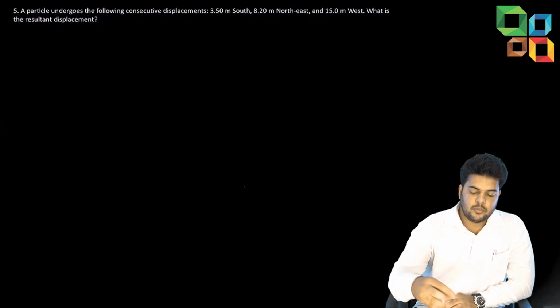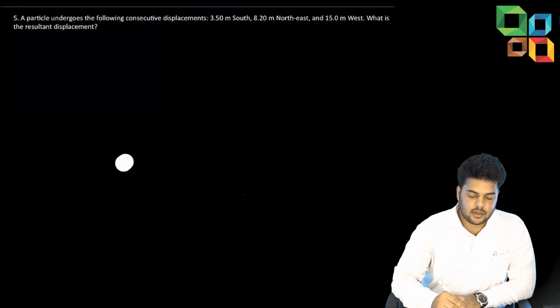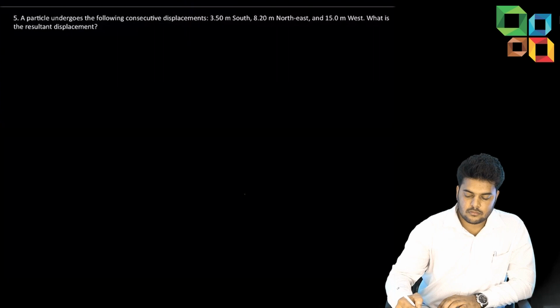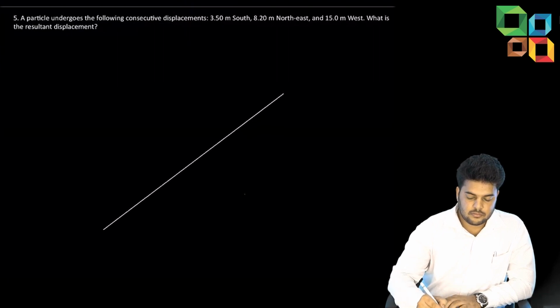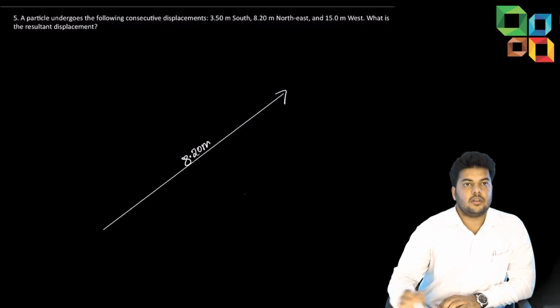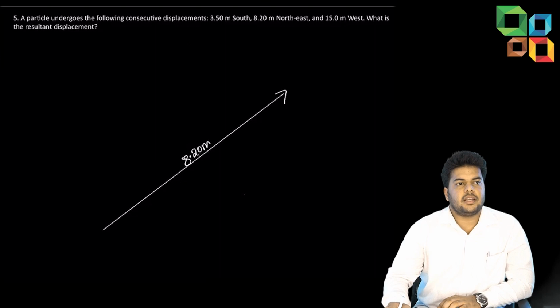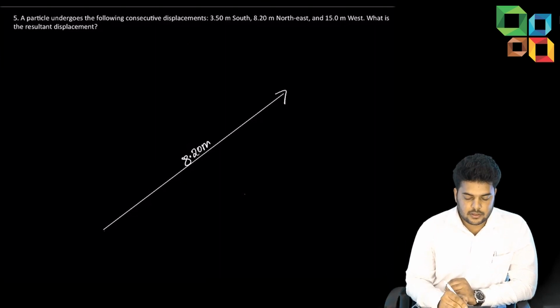So 8.2 meter northeast. Let me write that down. 8.2 meter northeast. Okay, northeast means what would that angle be? 45 degrees. This angle here would be 45 degrees northeast.